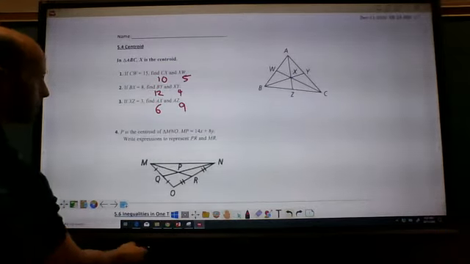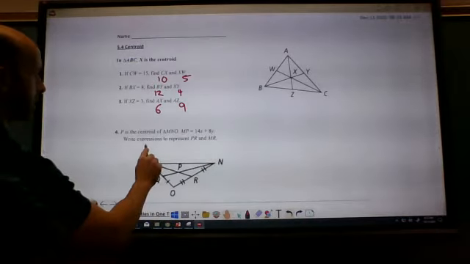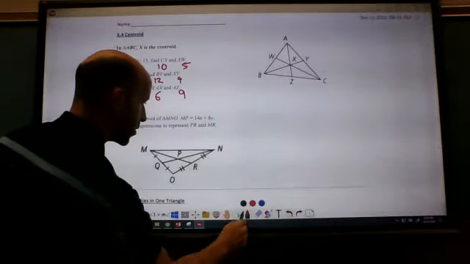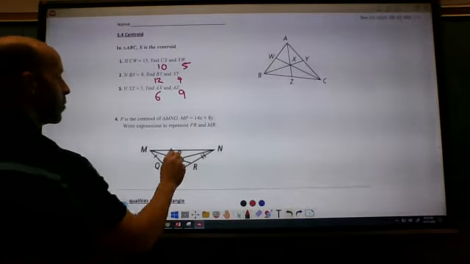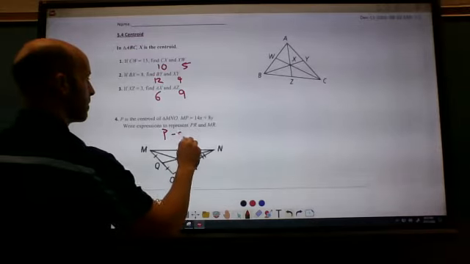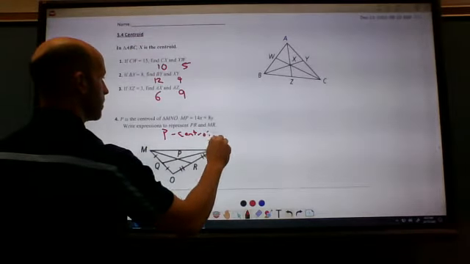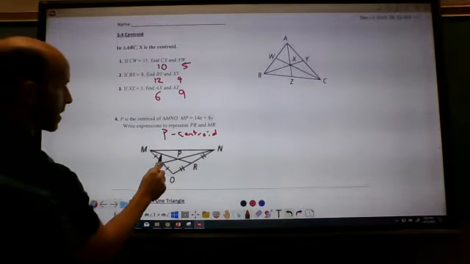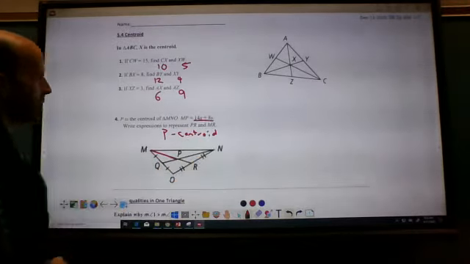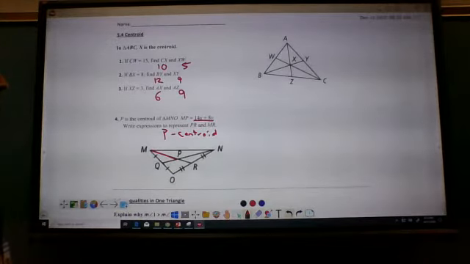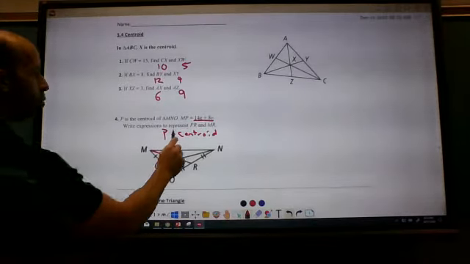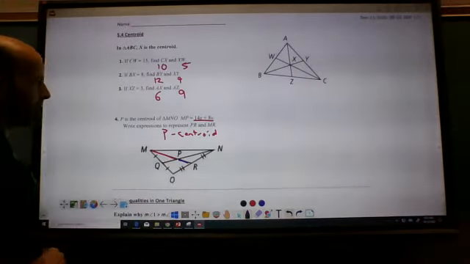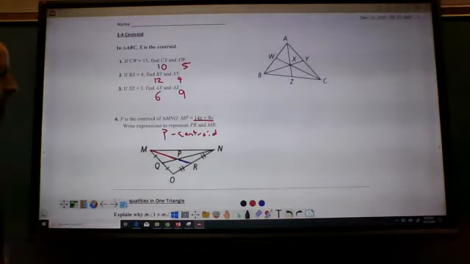So here's the thing. We know that P is the centroid, right? I'm trying to use some different technology today. We know that P is the centroid. And they tell us that MP, that's this segment right here, is 14x plus 8y. The question says, write the expression for PR, I'll do that in blue, that's this piece here, and then MR, which is that whole length.